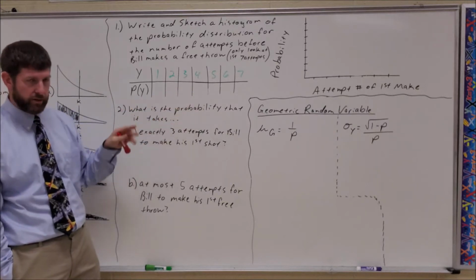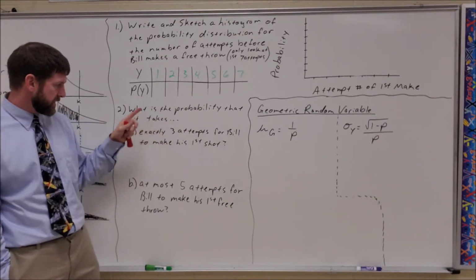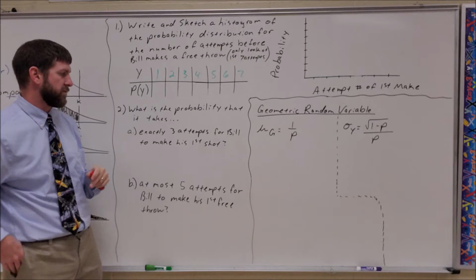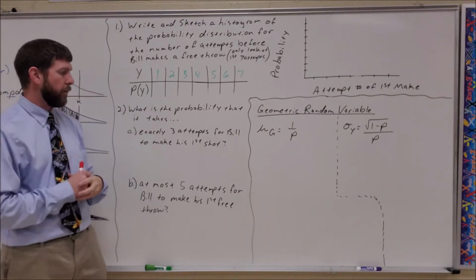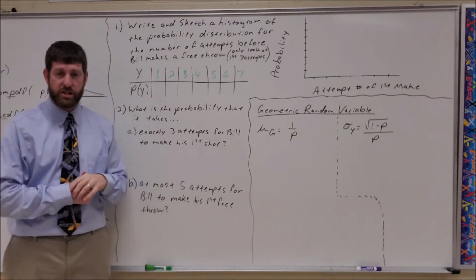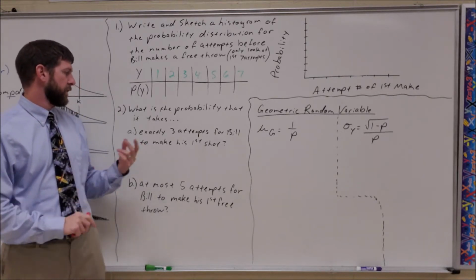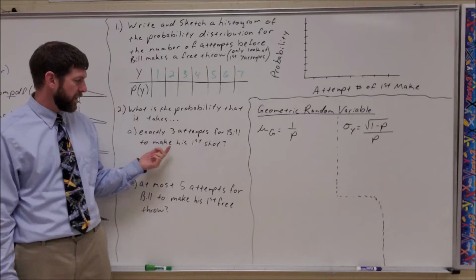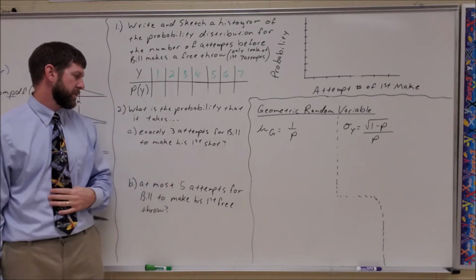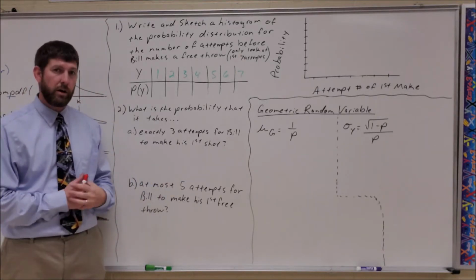Before we fill in here, we got to do one of them. What's the probability that it takes exactly 3 attempts for Bill to make his first shot? I want you guys to pause, think about how we just did it by hand. Pause the video, take about 10 seconds or so. Calculate the probability that it takes him exactly 3 attempts for him to make his first shot. And I'll wait right here.